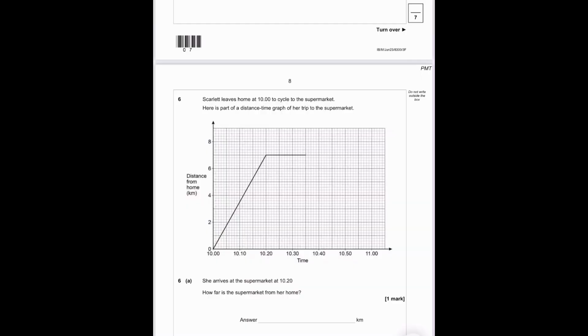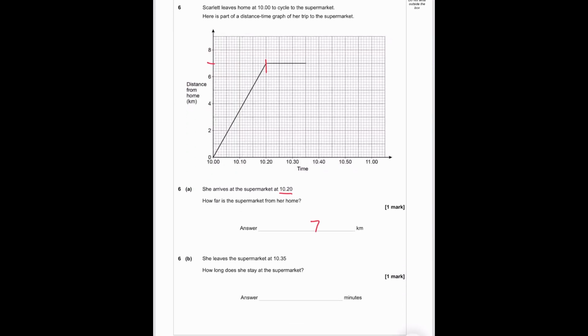Scarlett leaves home at 10 o'clock to cycle to the supermarket. Here is part of the distance-time graph for her trip to the supermarket. She arrives at the supermarket at 10:20. How far is it away? So if we go up to 10:20, that is going to be 7 kilometres away. She leaves the supermarket at 10:35. How long does she stay at the supermarket? 15 minutes.